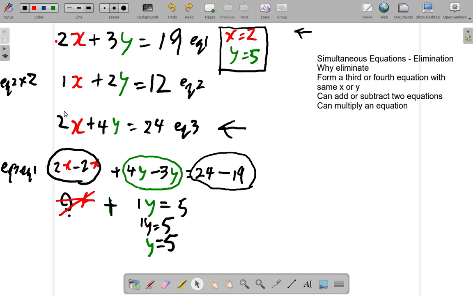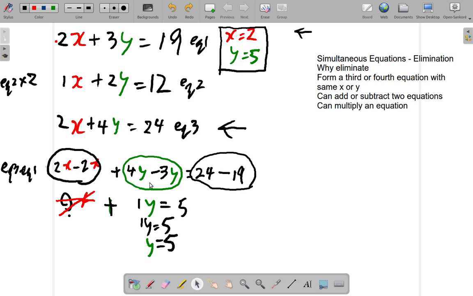Do not say this 2x minus the 2x up here, then the 3y up here minus the 4y down here. We have to maintain the pattern. It's the 2x in equation 3 minus the 2x in equation 1. Good. Then the 4y in equation 3 minus the 4y in equation 1. Don't mix them up. Then the number in equation 3 minus the number in equation 1. And we have this. We have got rid of the x.